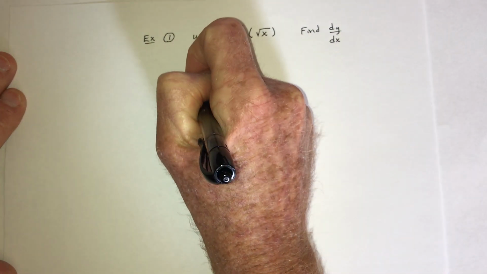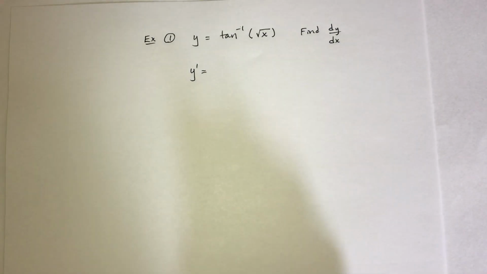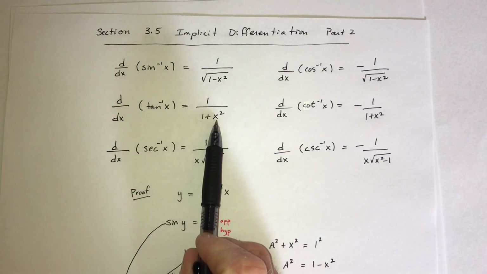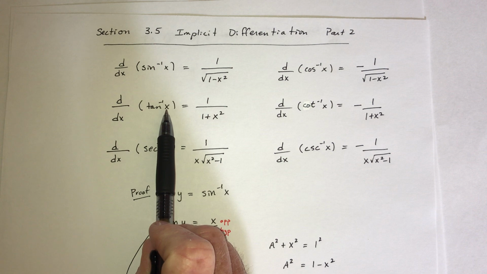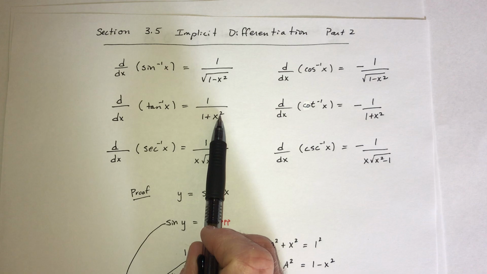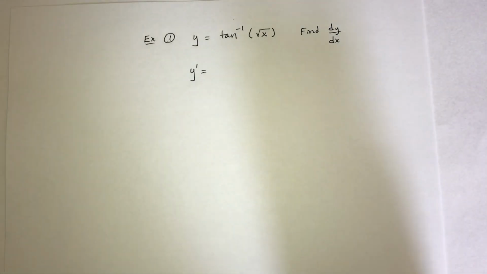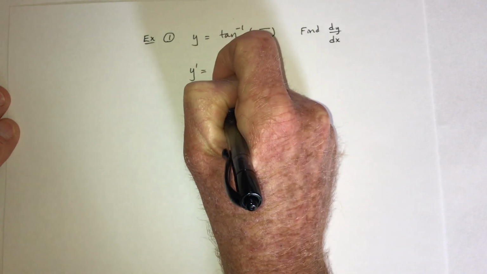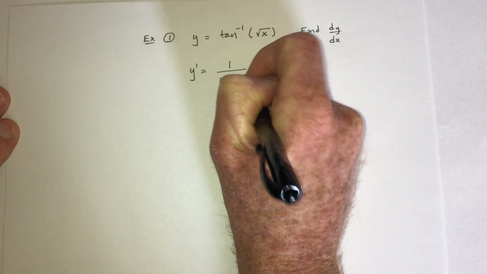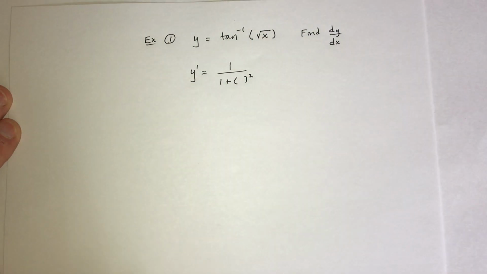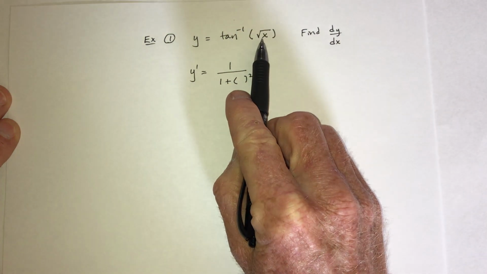So the derivative for tangent inverse, as I was just showing you on this other piece of paper, it's going to be 1 over 1 plus x squared. Well, that's when this is an x. So basically it's saying whatever is right here, you have to square it right here. So I look at it as the derivative of tangent inverse is 1 over 1 plus something gets squared. That's the derivative of tangent inverse. And in this case, the something is the square root of x.